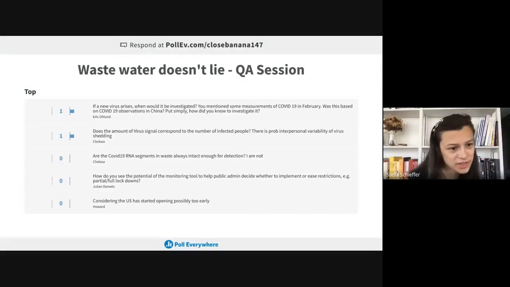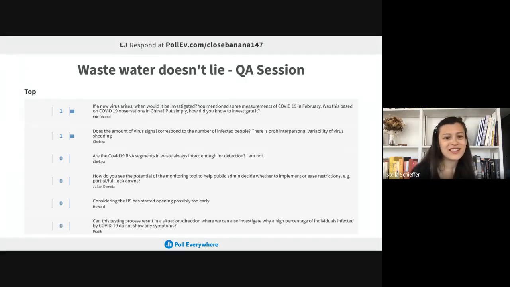I think the next one's also a very interesting question. Assume a new virus arises. When would it actually be investigated? You mentioned some measurements of COVID-19 in February. So I believe it was February 28th you started taking your measurements. Was this based on COVID-19 observations in China? Put simply, how did you know to investigate it?